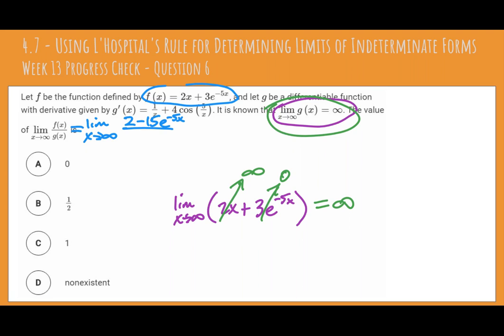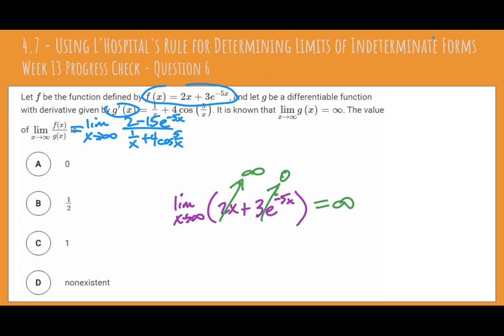And then the derivative of the denominator. We don't know what g of x is, but we do know what g prime of x is here. That's given right there. So that's just going to be 1 over x plus 4 cosine of 5 over x. So again, we don't know what g of x is, but we are given g prime of x, and that's what we want in the denominator. So be careful that you don't take the derivative of g prime of x. That's what we want there.